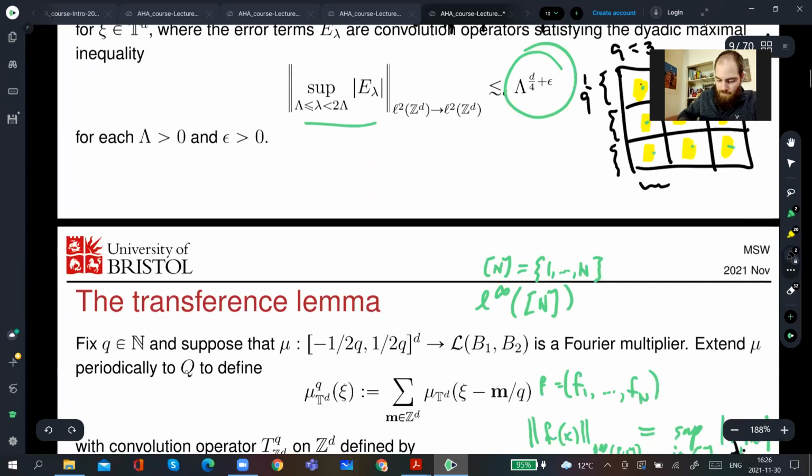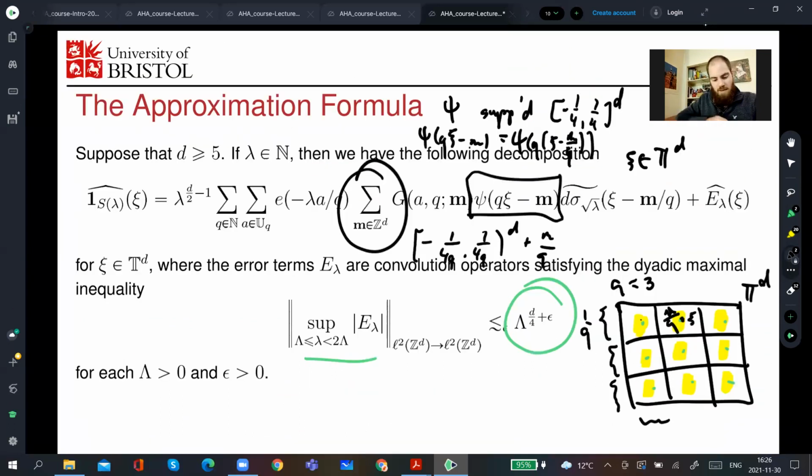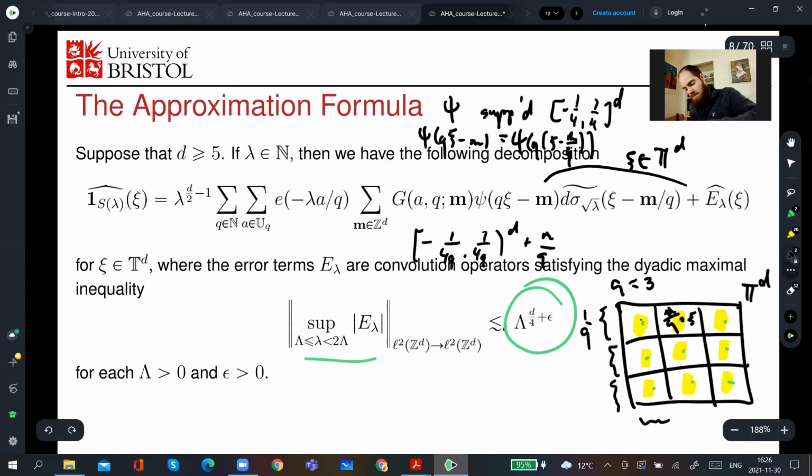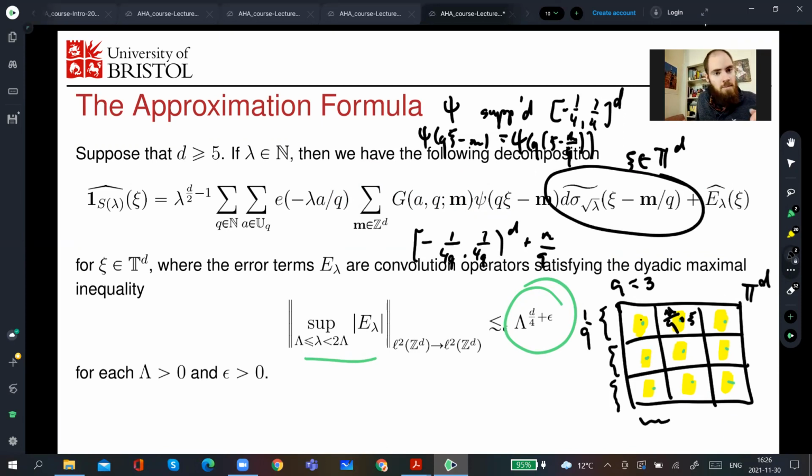Great. Were there any questions on this at the moment? We're going to digest this a bit more, and we're going to see how it's useful later on. But is there maybe anything that I haven't explained that I should explain? Kevin, could you say a few words about the decay of the Fourier transform of d sigma, square root of lambda, just to make sure that it's fast enough for the sum to converge? Sorry, for this sum to converge? Or this whole sum to converge?